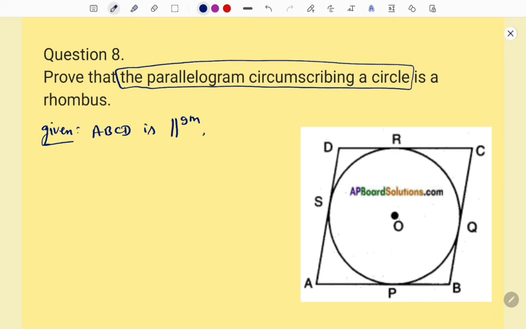We know that in a parallelogram, opposite sides are equal. Yes or no? Means AB is equal to CD. Similarly, BC is equal to AD. This is the given information. Circumscribing a circle, this is the meaning of circumscribing the circle: the circle touches the four sides of the parallelogram.